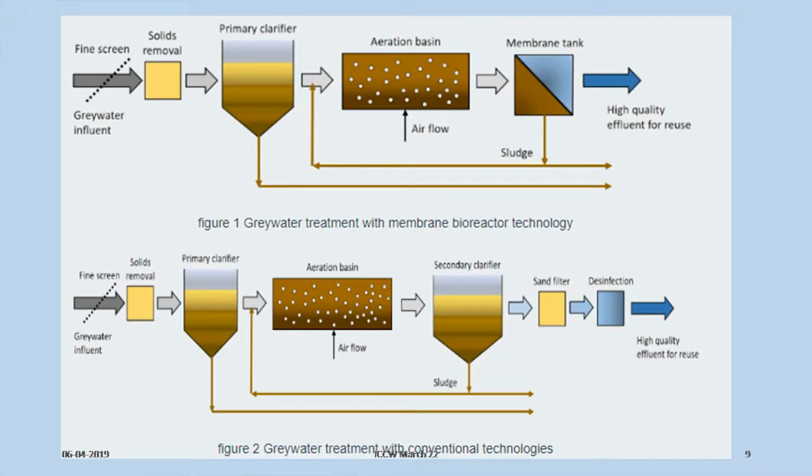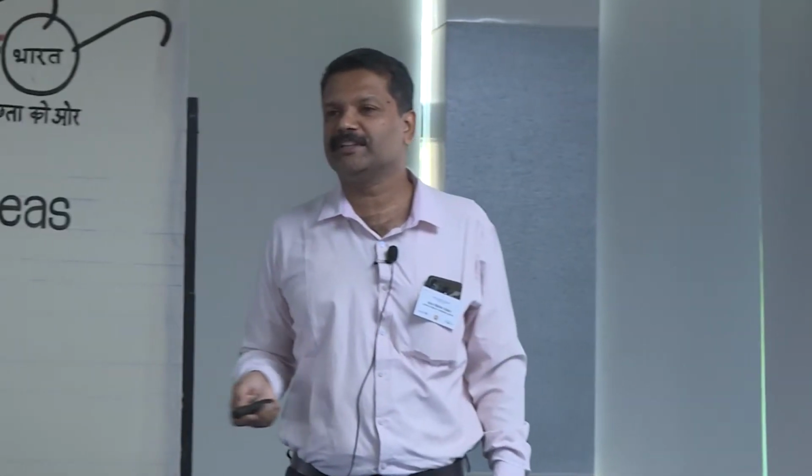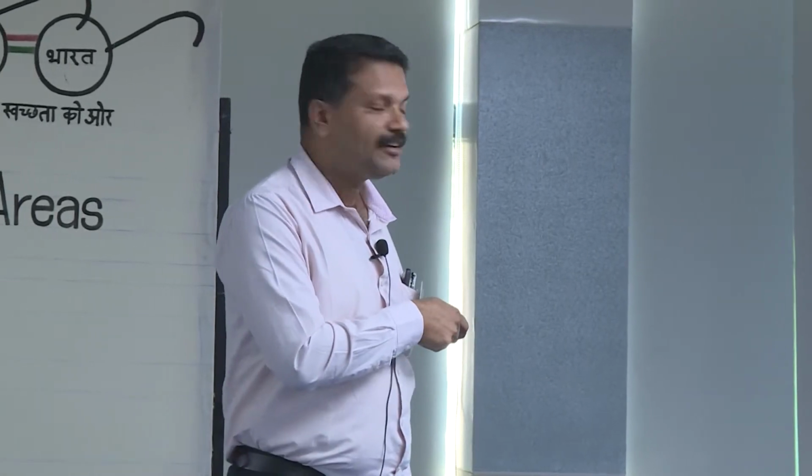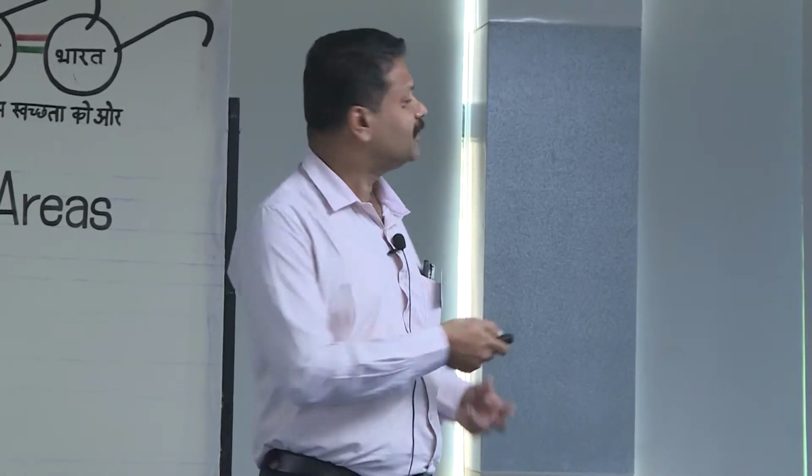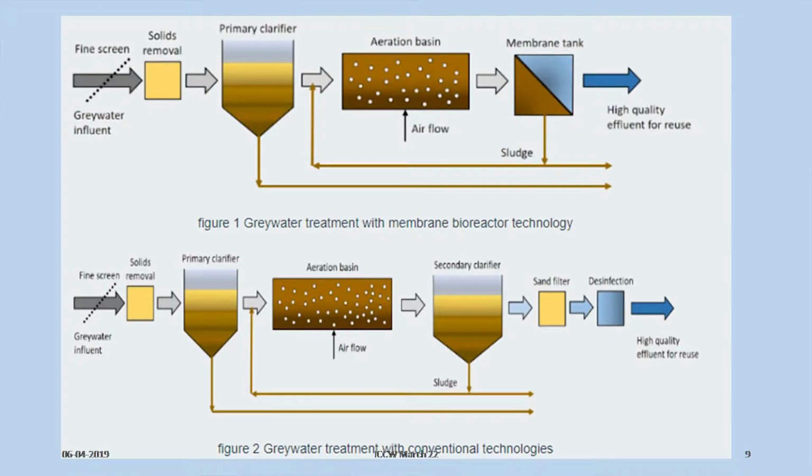This is the conventional one, where the grey water is first subjected to primary treatment, then aeration, then secondary sedimentation, and finally sand filtration and disinfection. So this is the conventional method. However, using the membrane technology or MBR technology, up to the primary clarifier it is common. Thereafter, it is subjected to aeration, and after the aeration, the next step is the membrane tank.